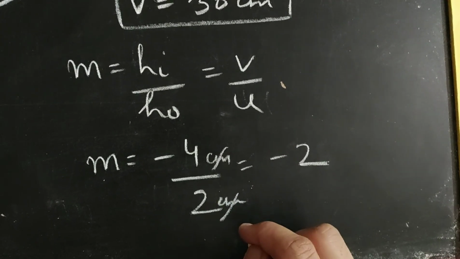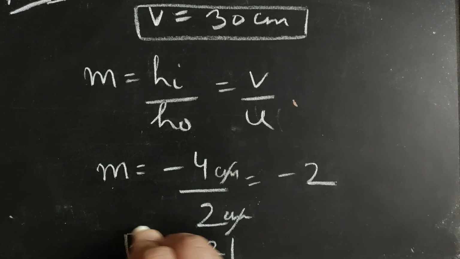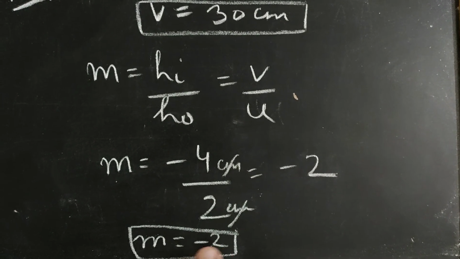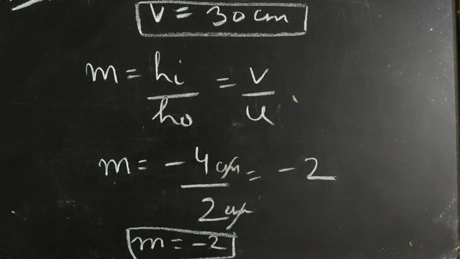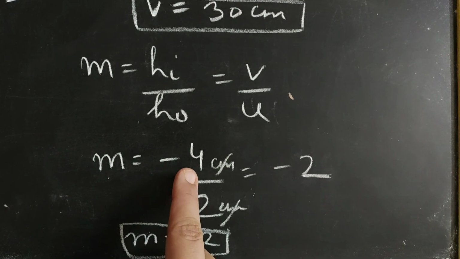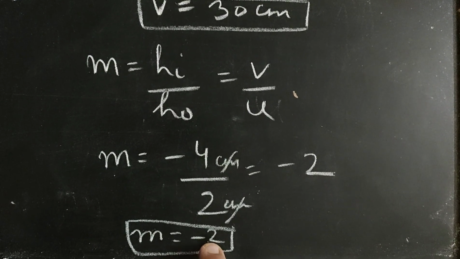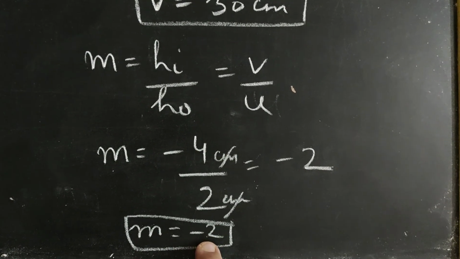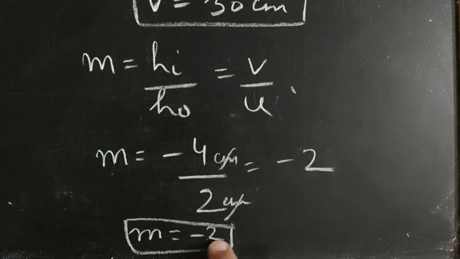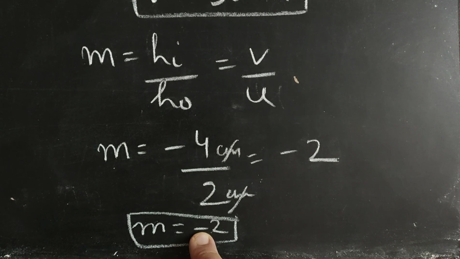Now what does this actually mean? What is the meaning of the statement that the magnification is minus 2? It means that the image is twice the size of the object, which you can clearly see also. Height of the object was 2 and image height has come out to be 4. So magnification gives you how many times the image is that of the object. So magnification minus 2 here means image is twice the size of the object, and negative sign is indicating real and inverted image.